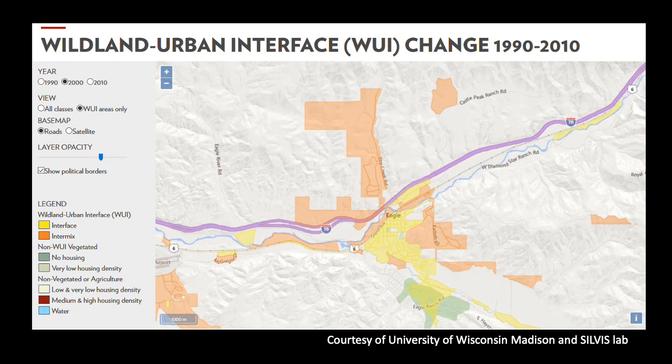This is the wildland-urban interface in 2000. As you can see, the area to the north has grown in size, as well as an area just north of I-70 and an area to the east of Eagle.